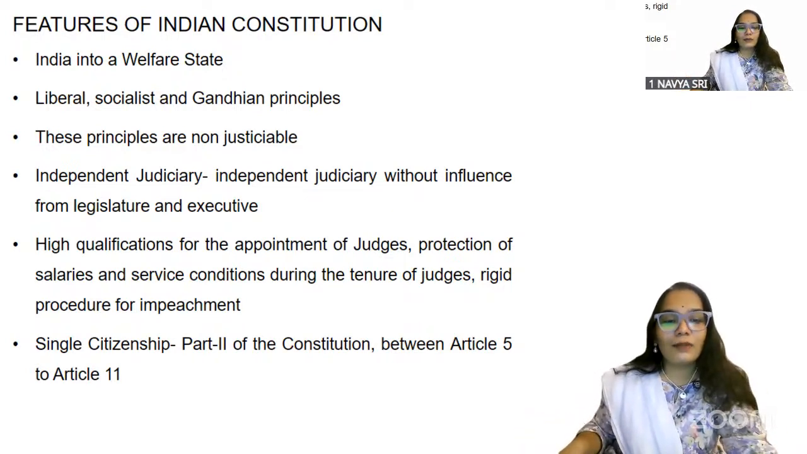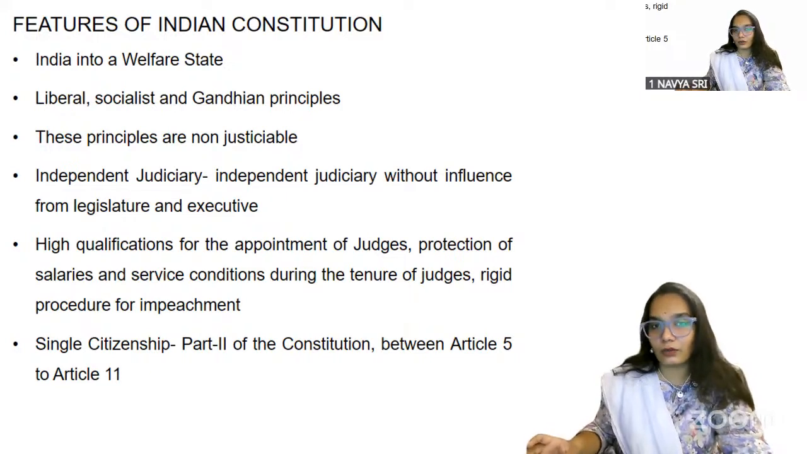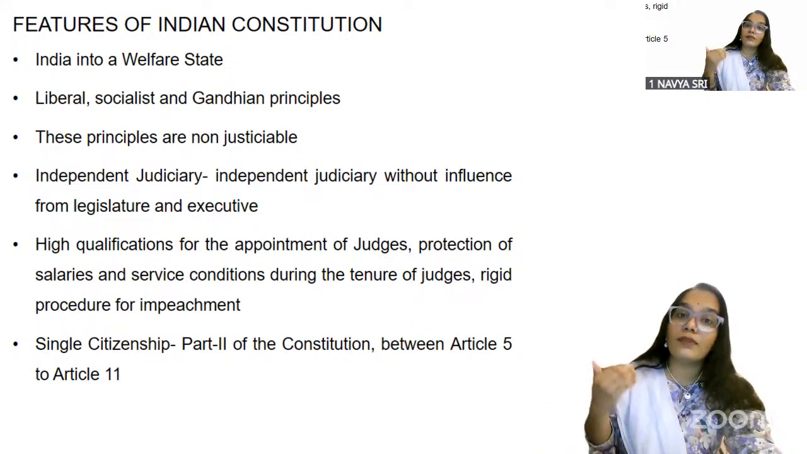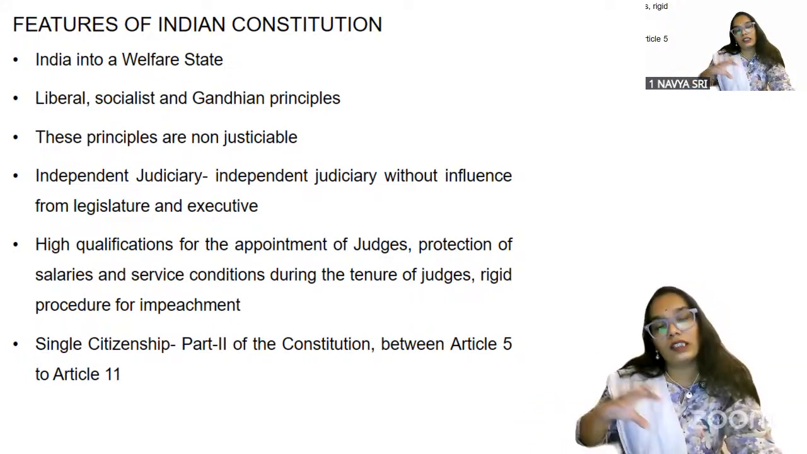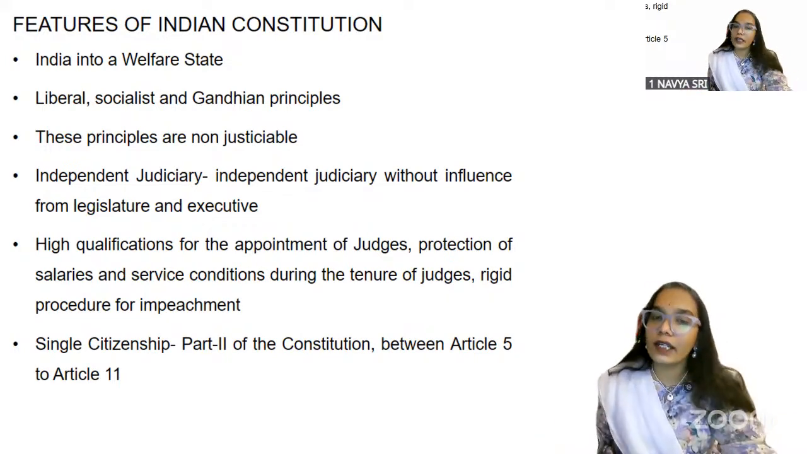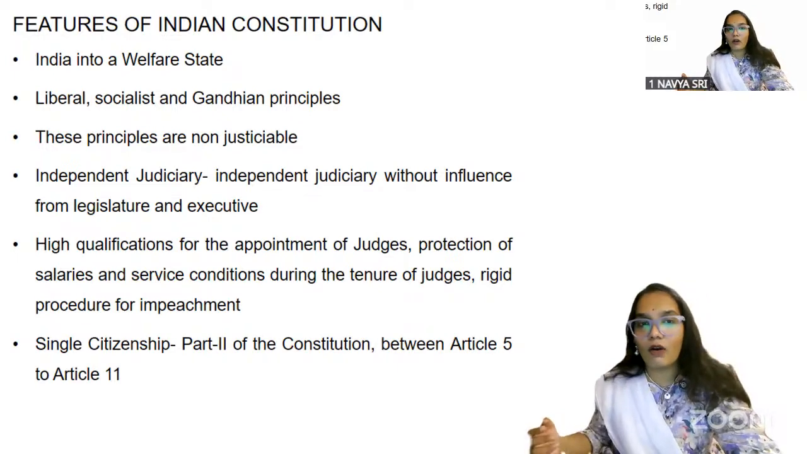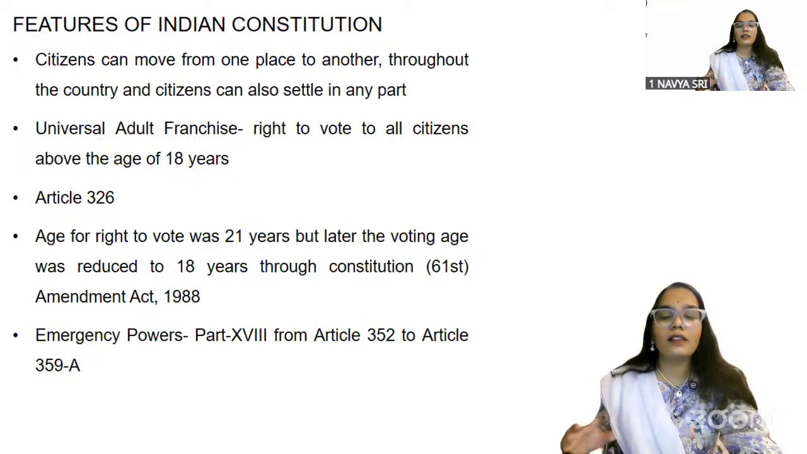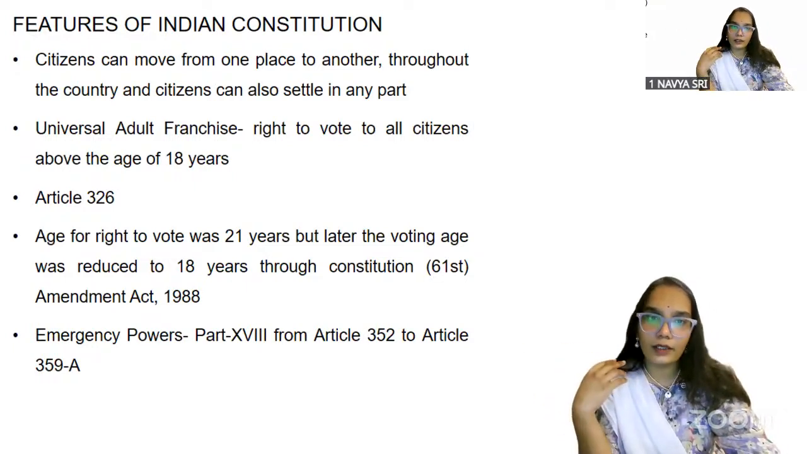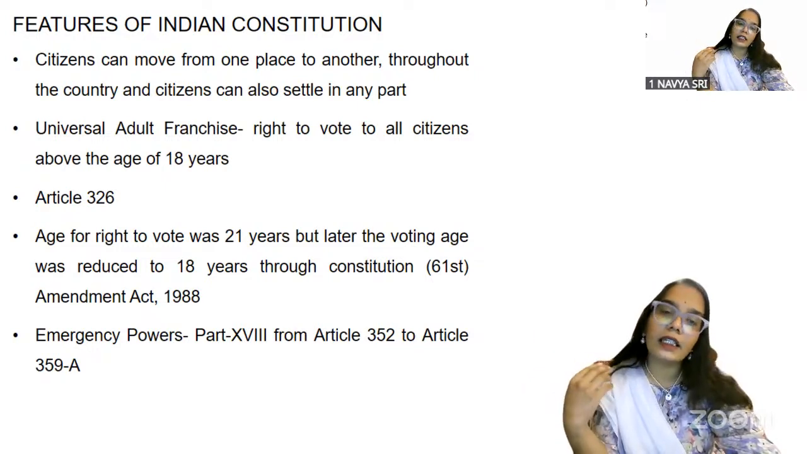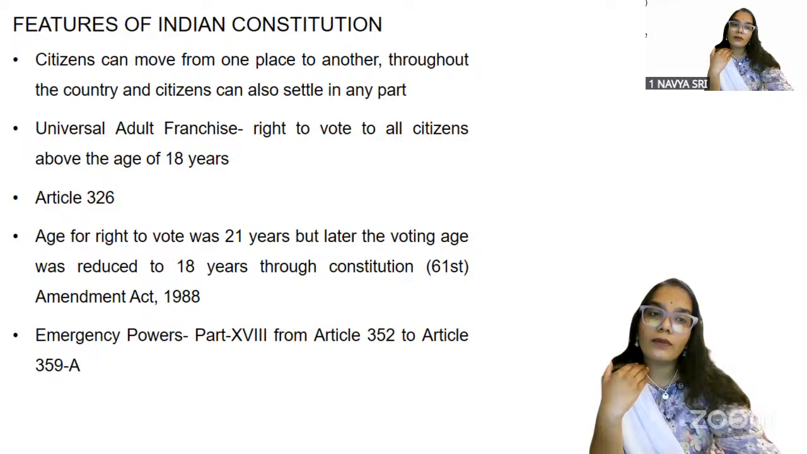Then another important feature is single citizenship. This is contained in part 2 of the Indian Constitution, from Article 5 to Article 11. The features belonging to citizenship, who can be a citizen of India, citizenship amendments, all those things are mentioned in Article 5 to Article 11. Citizens, as I said earlier, can move from one part of the country to another, and can also settle in any part of India. So another important feature of the Indian Constitution is universal adult franchise.